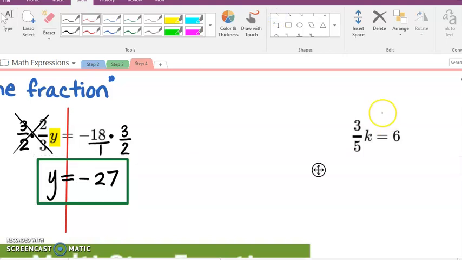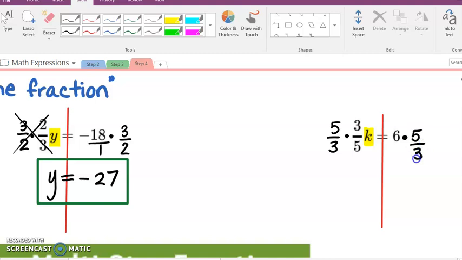Let's try one last one. What do you think we should multiply by when I flip this fraction? I end up multiplying by 5/3 on both sides. I'm going to turn that into a fraction because it's easier to multiply two numbers that are both fractions. The 3's are canceled, the 5's are canceled. I'm left with k equals 10.